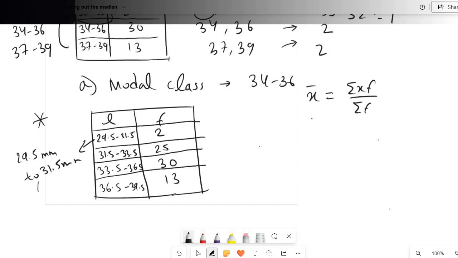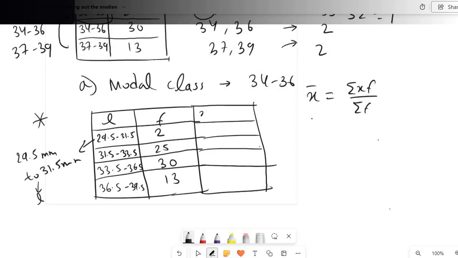So we don't have a specific value for L. So in this case, what we have to do is calculate the midpoint, which is going to be the value of x. If you remember, the midpoint of 2 points A and B is going to be A plus B divided by 2.